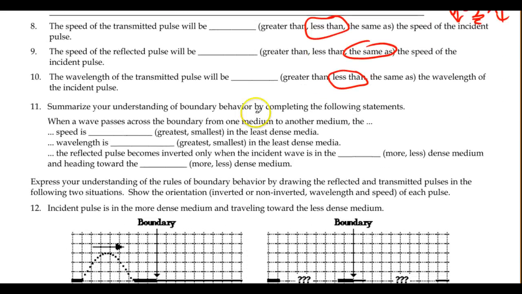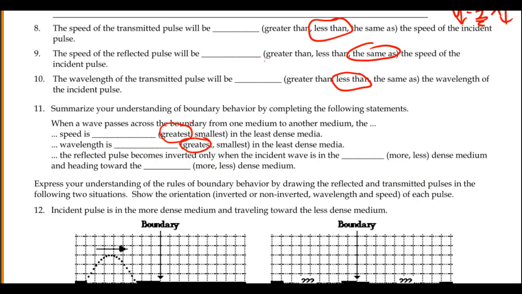Okay, so to summarize, when a wave passes across the boundary from one medium to another, the speed is going to be greatest in the least dense material, so it's easier to go through materials that are less dense. Since the frequency is the same and the speed is greater, the wavelength must be greatest in the least dense material. Now, if we reverse those and ask what the speed is, it would be smallest in the more dense material, and the wavelength would be shorter in the more dense media.